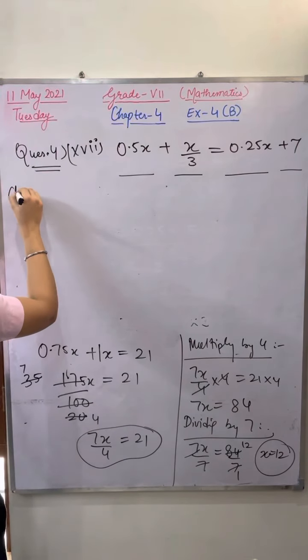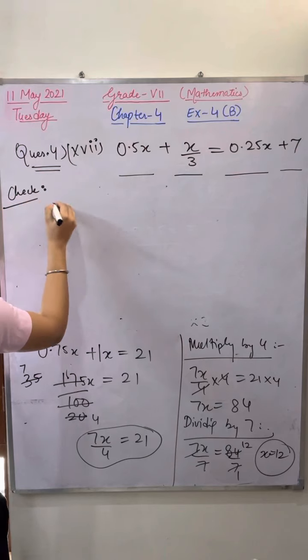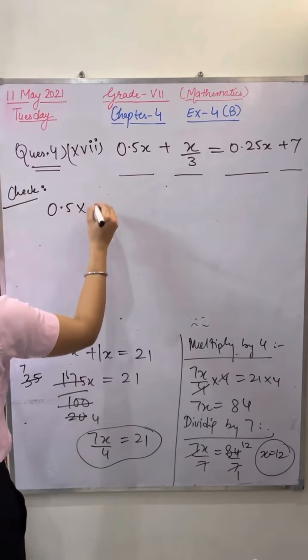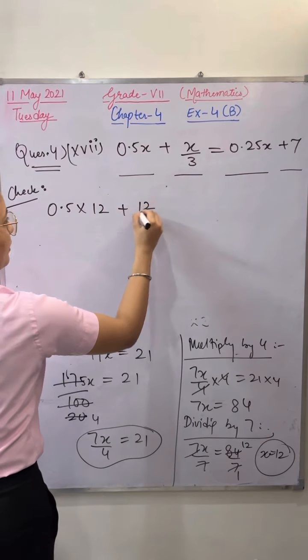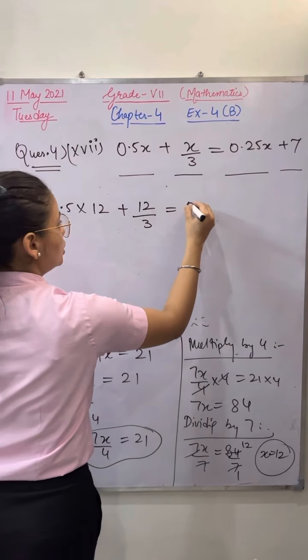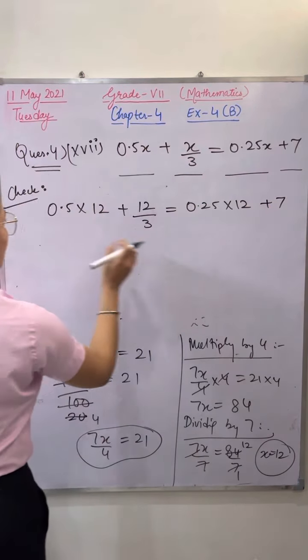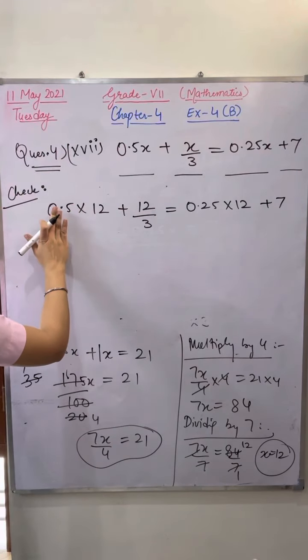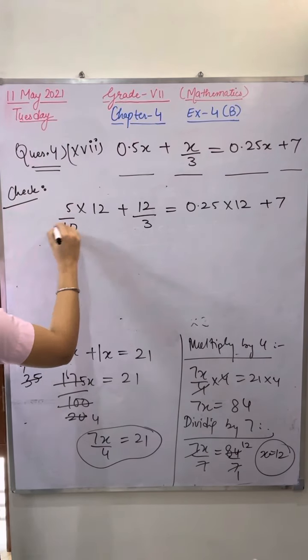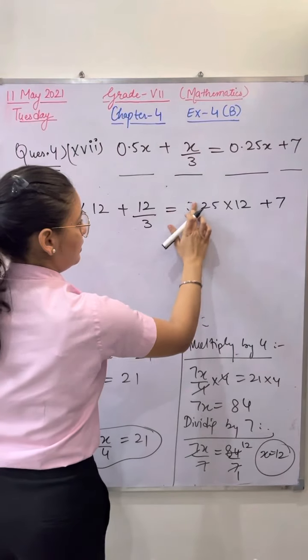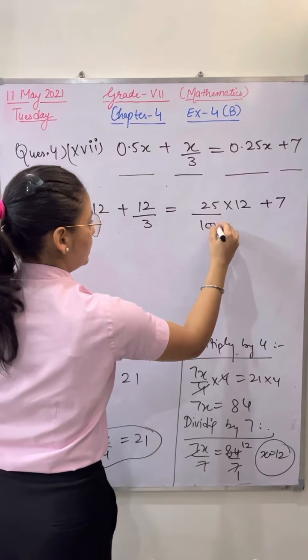Now check. 0.5 multiplied by 12 plus 12 upon 3 is equals to 0.25 multiplied by 12 plus 7. I am going to remove this decimal. It will be 5 upon 10 multiplied by 12. I'm going to remove this decimal. It will be 25 upon 100.